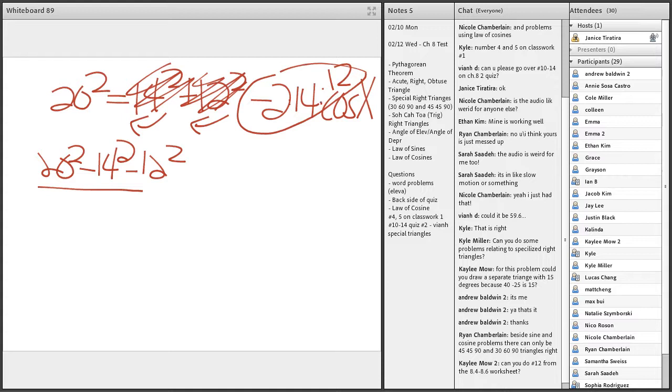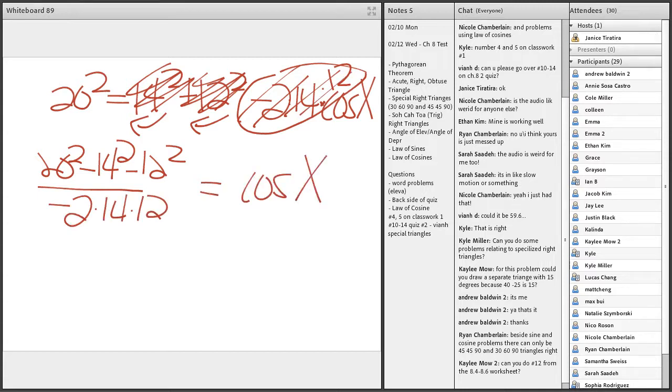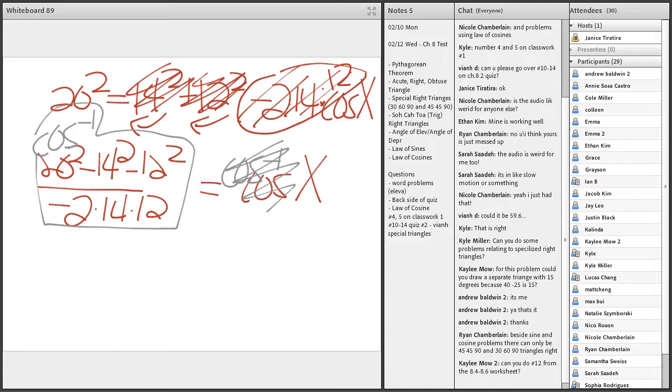So to get rid of it from cosine x, right now it's getting multiplied, we're going to divide it. So this is -2 times 14 times 12. And now that's equal to cosine x. And in order for us to detach this word cosine x, we take the inverse, so that crosses it out, but now it's in front of over here. So this is what we're trying to type in the calc.